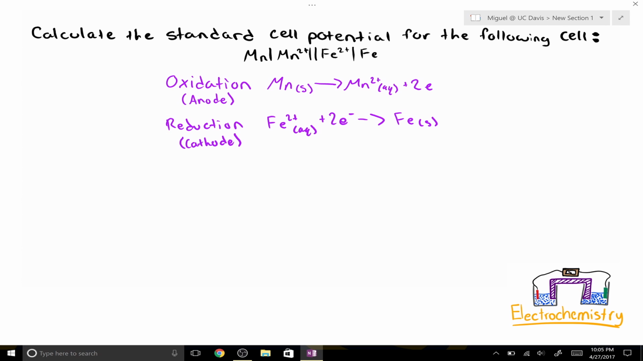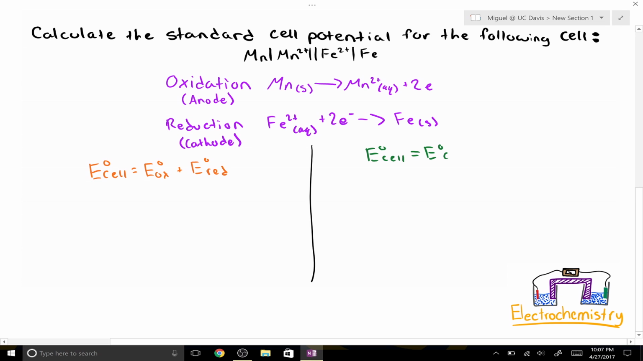There are two ways to finish solving this problem. But remember, once you choose a path, you must continue with that path till the end of the problem. Depending on the path you choose, you're going to use one of the following equations. You can calculate E cell under standard conditions by doing E of the oxidation half reaction plus E of the reduction half reaction. Or you can calculate the standard cell potential by doing E of the cathode minus E of the anode.